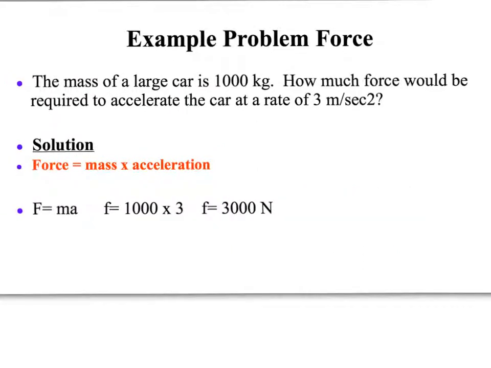In this final problem, we have the mass of a large car as being 1,000 kilograms. We are asked to find the force. The acceleration is 3 meters per second. The formula is force equals mass times acceleration. So our force would equal 1,000 times 3, the answer being 3,000 newtons.